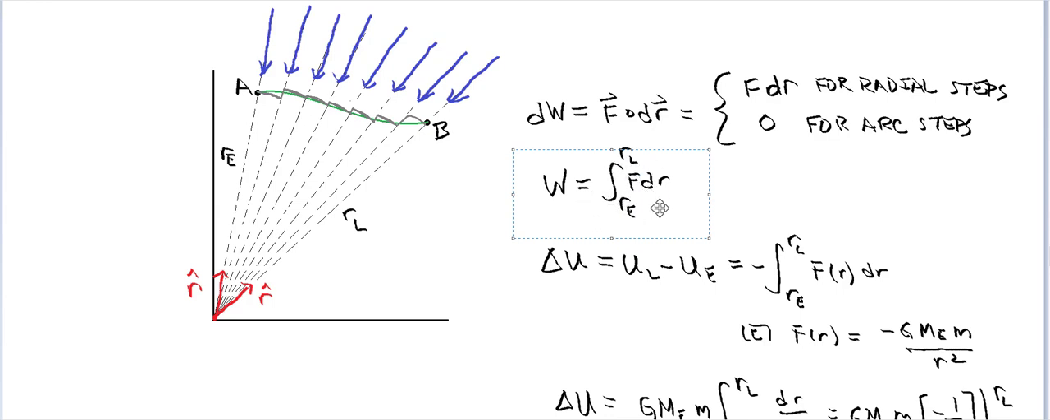this radial force. And so since the work is going to change the energy state of the system, we can say that the change in potential energy is going to go as U later minus U earlier. It's just going to be minus this integral. So the change in potential energy is just going to be minus the integral from the earlier radius to the later radius of F of r times dr.